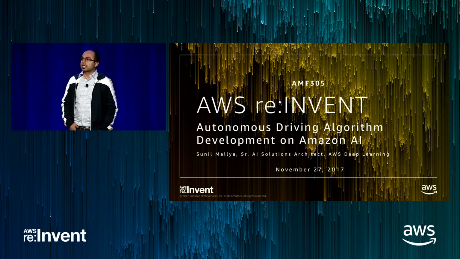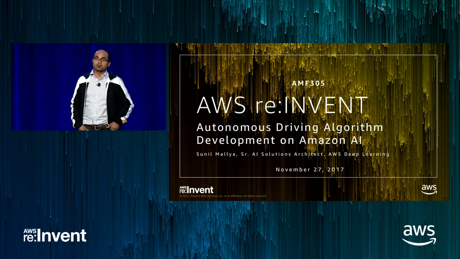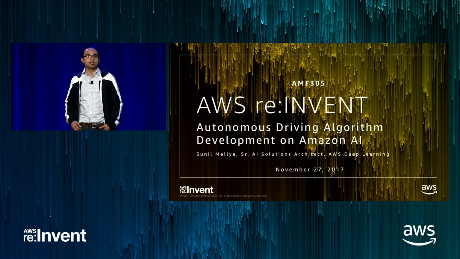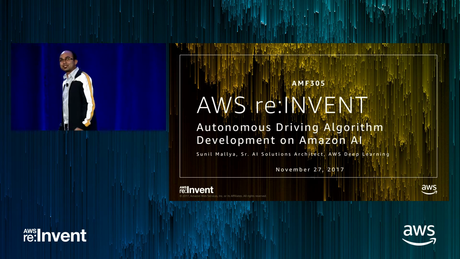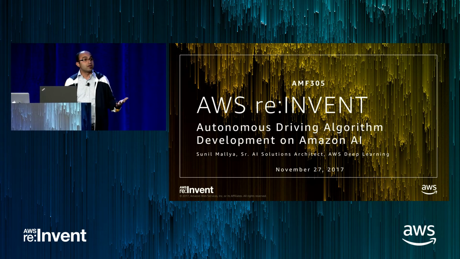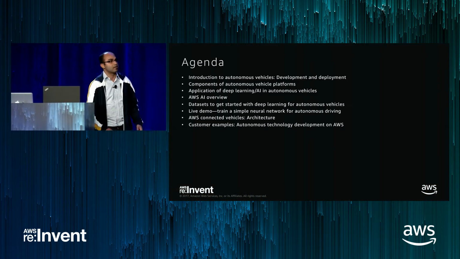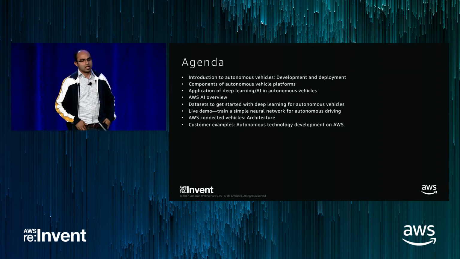I'm a solutions architect in the deep learning team here at AWS, and I'm here to talk about autonomous driving algorithm development on AWS. Great to see all of you here. Who doesn't love autonomous cars, right? So let's talk a little more about how we can go about building them and what the components are here that make this. So we'll start with the agenda.